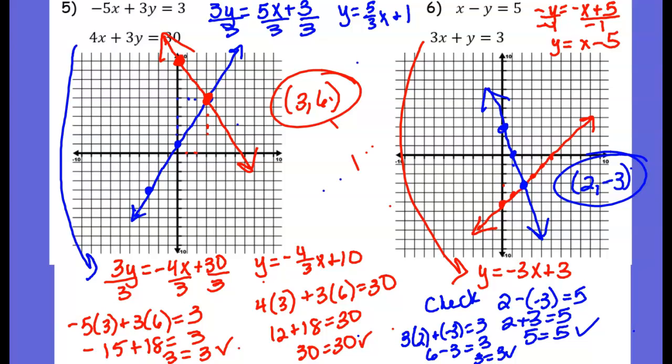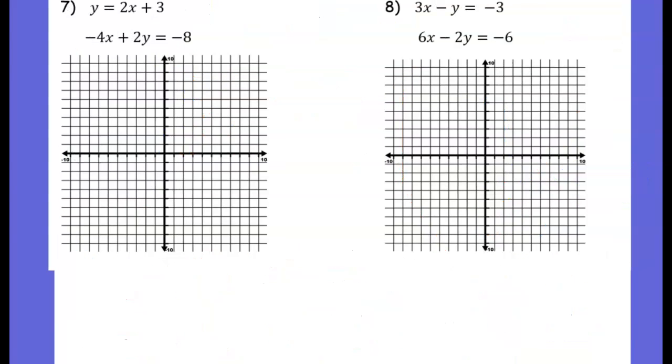Example number 7 is going to be a special case. Okay, so I want you to look at number 7. All right, the first one's already in slope-intercept form, so I'm just going to graph that. My y-intercept is 3, and my slope is going to be 2. So up 2 and over 1, up 2 and over 1. Okay, there's my slope. There's that line.